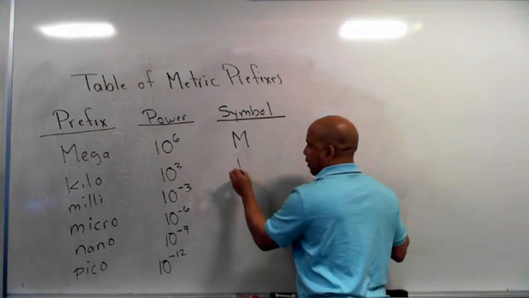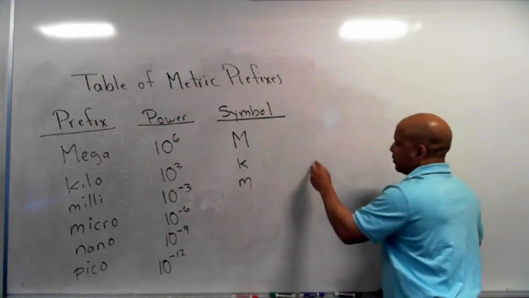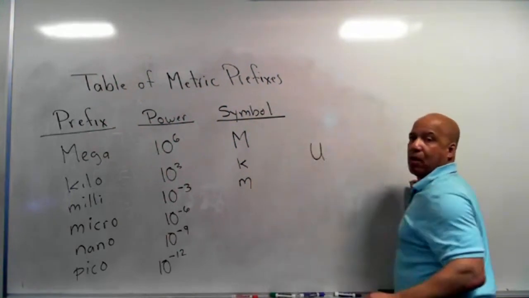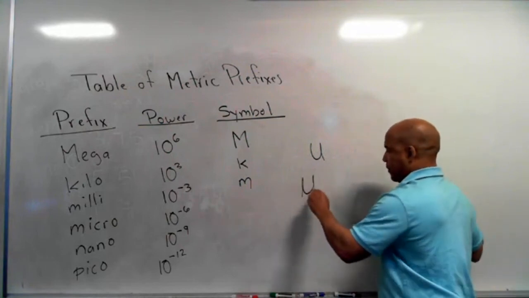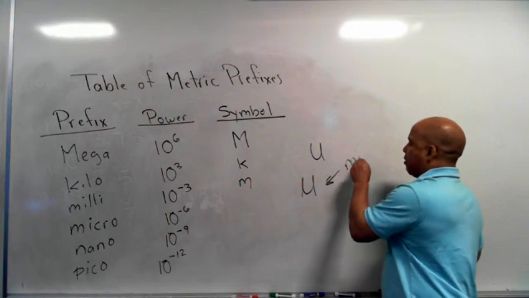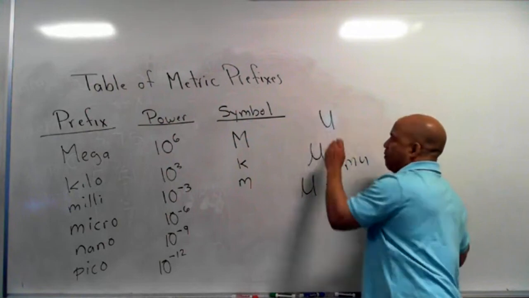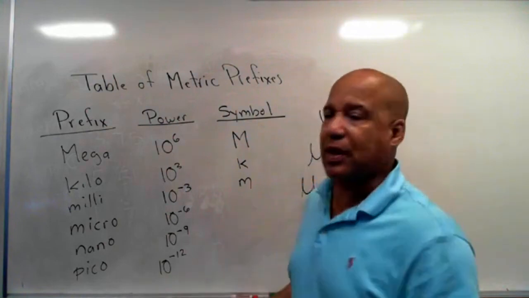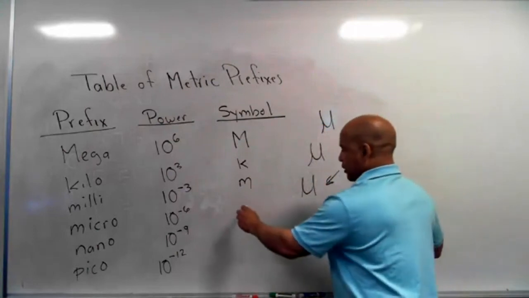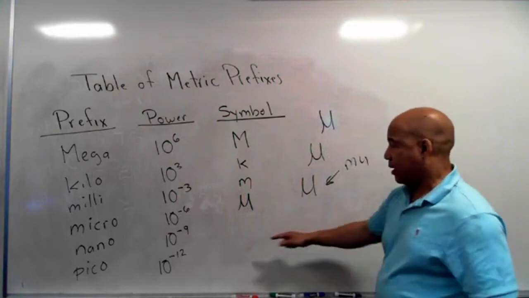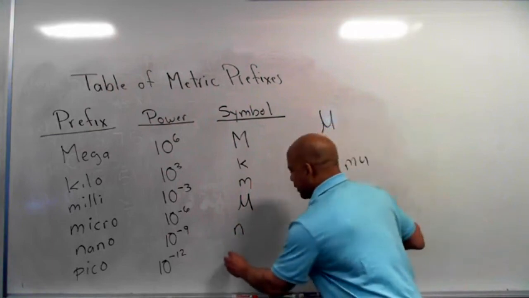The symbol for kilo is a lowercase k. For milli, it's a lowercase m. For micro, now micro, some people put a U for micro. That's actually not right. The symbol is like this. That's the Greek letter mu. It's like a U with a tail in the front. Now, if you use U for micro, I'm not going to mark it wrong, but just realize the correct way to do it is to put the tail in the front, because that's the Greek letter mu. So I'm going to use that mu like that. The symbol for nano is a lowercase n, and finally for pico is a lowercase p.